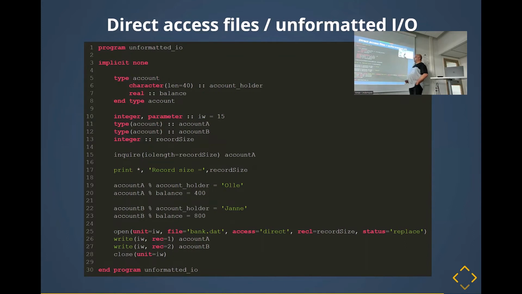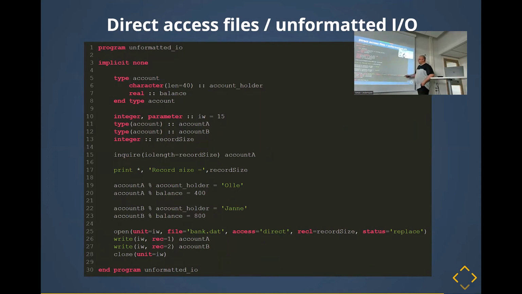The first thing I need to do before using random access files is to inquire about the length of the record size, because you need to know how big it is on disk. So you do inquire IO length record size, and I specify which record to query. In this case, I just take account A. Then this will be assigned the size of the record. Then I assign values to my two records. This is a very academic example.